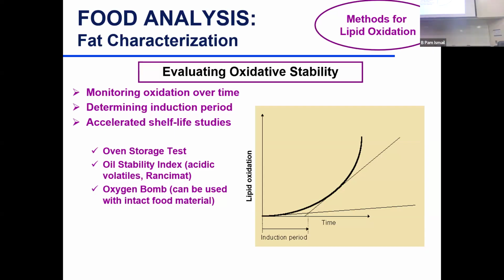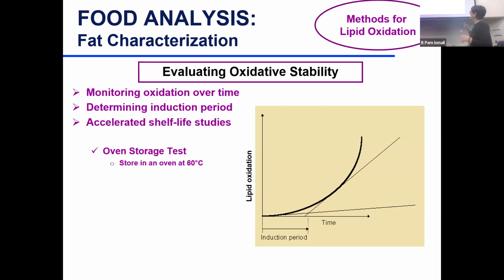lab for all of your oils, but it was super accelerated. We put the oil at 180 or something, but usually the oven storage test is done at 60 degrees over several days. So that is the official method of doing the oven storage test. For the lab, we just wanted to accelerate so we could do the experiment in 1 week.